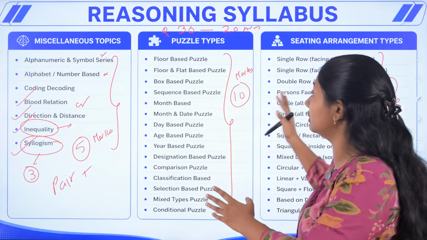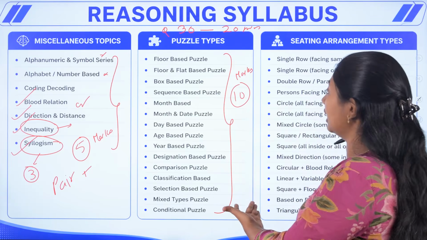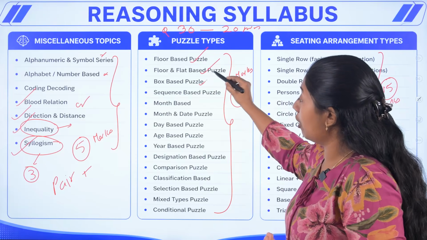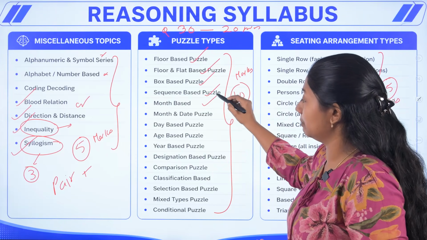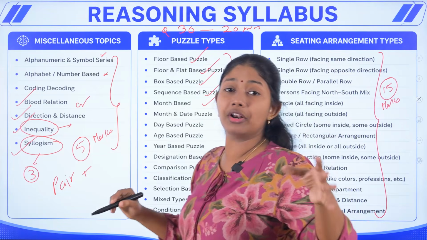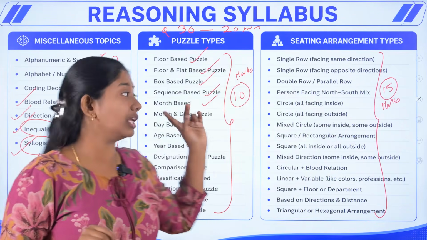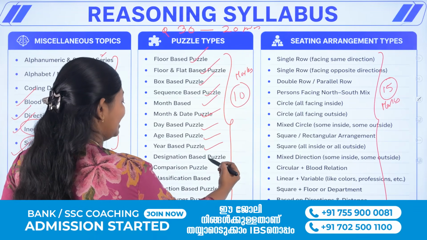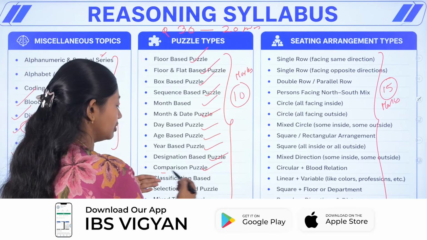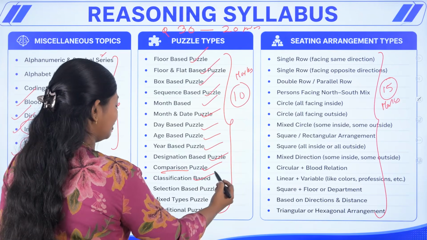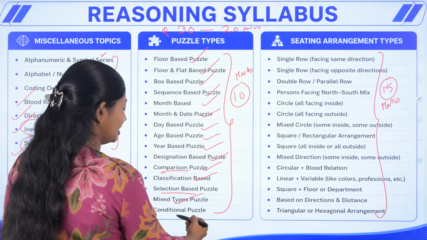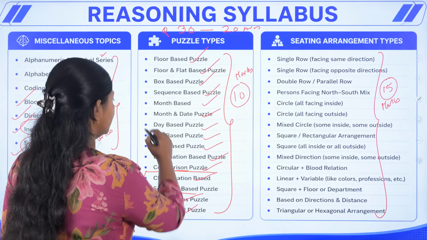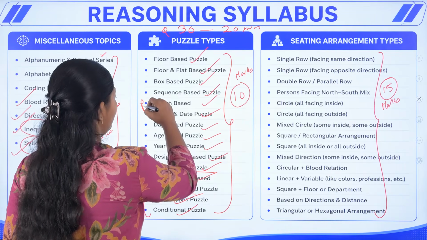So the maximum weightage is for the puzzle and seating arrangement. If you look at the puzzle, you have the floor based puzzle, floor and flat, box, sequence based puzzle, month puzzle. Sequence in the sense order and ranking. You have the order puzzle, that is the sequence based puzzle. Then month and date, day based, age, year, designation, comparison also come under order puzzle. Then you have the classification, selection based, mixed type of puzzle, conditional. So all these are for the mains and the remaining are for the prelims. So up till here you have for the prelims.